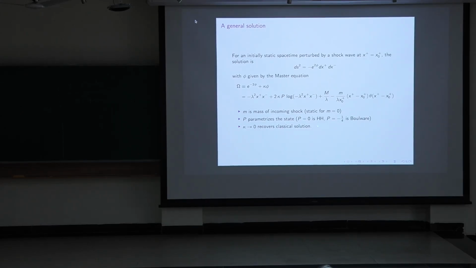So P equal to 0 for example will be parameterizing the Hartle-Hawking state, and P equals -1/4 in this convention the Boole state. For Unruh you will see that this term, although it's there, is not log of minus lambda square x plus x minus, but only log of minus lambda square x plus. Frankly speaking, when I was studying these 2D black hole evaporation things, I also thought it was Unruh, but it was this solution, so it was not Unruh.